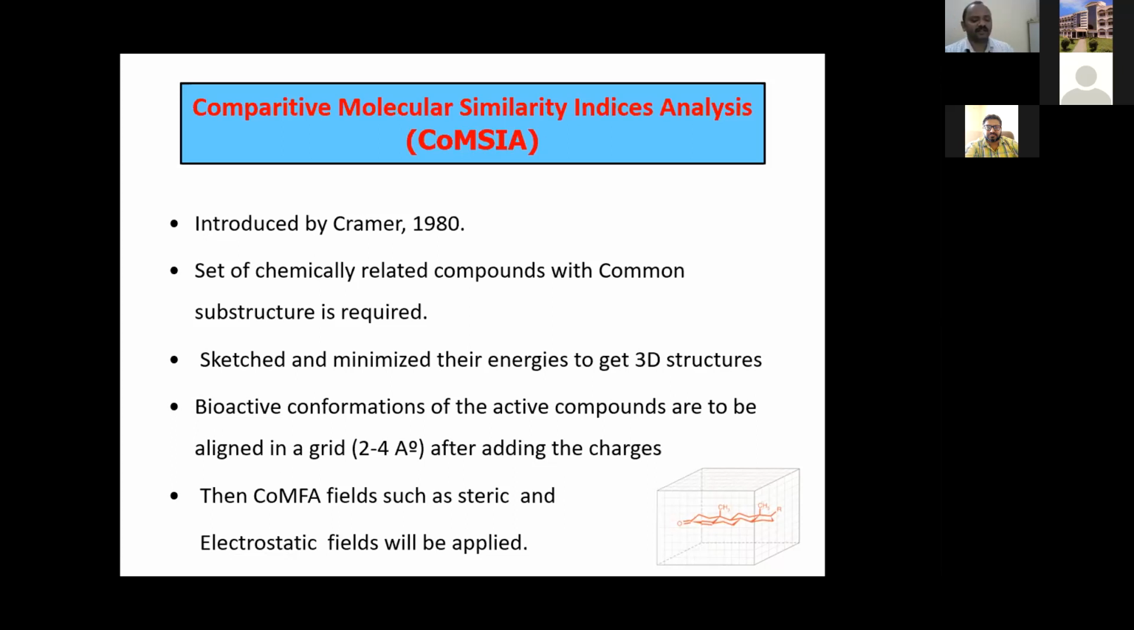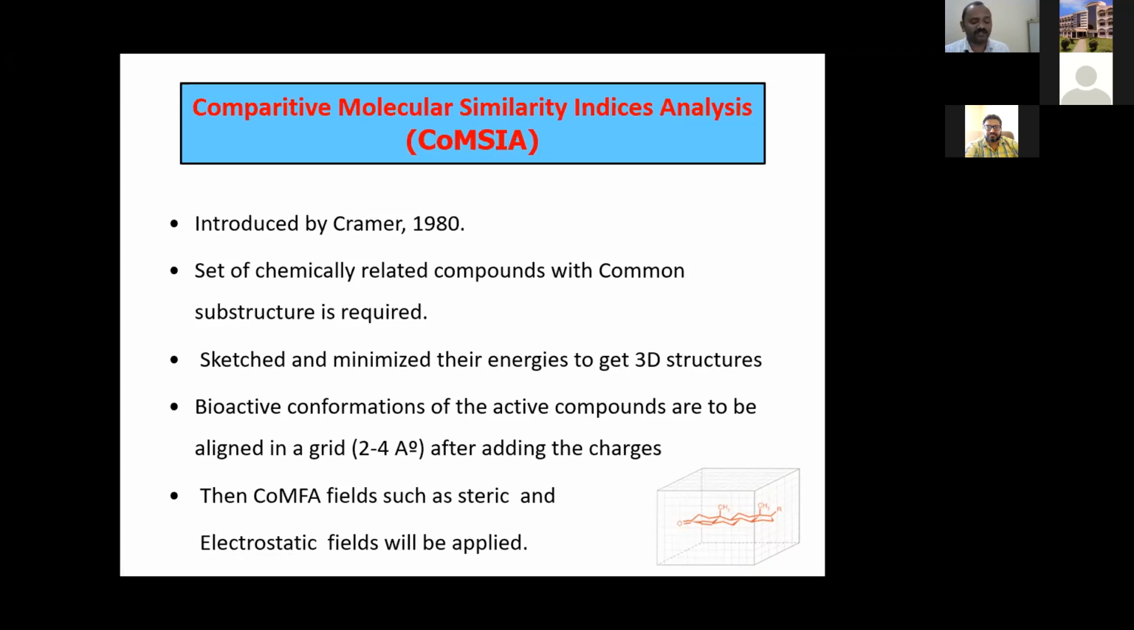The training set should have a diversity of structures, and the biological activity variation also should be there. That means low activity, medium activity, higher activity, that kind of diversity should be there. Next, all these molecules, the training set molecules and test set molecules, we try to sketch in a database. When we sketch them, it is a two-dimensional structure only. Once after sketching the molecules, we need to minimize their energies.